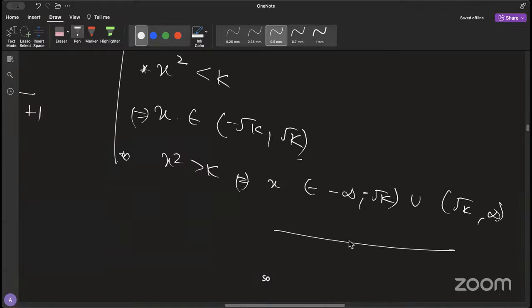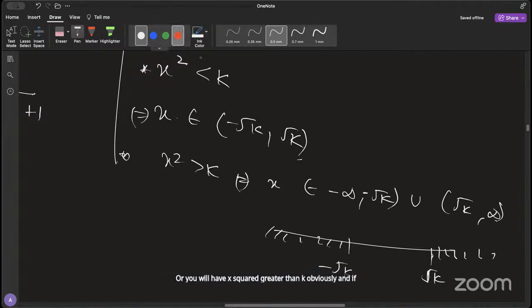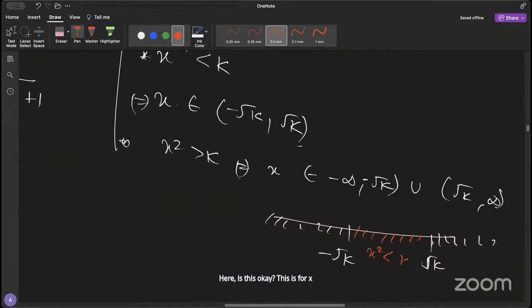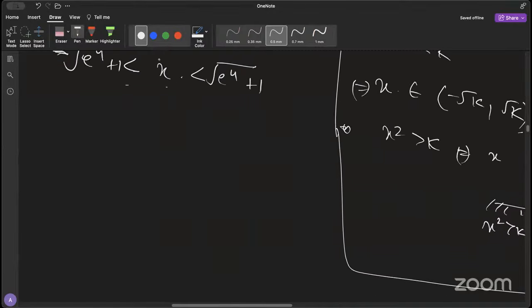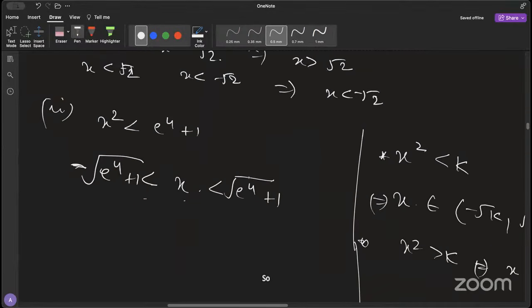So basically, when you have minus root k here and root k here, if you have x from minus infinity to here or from here to infinity, you will have x square greater than k, obviously. And if you have x in this interval, the red one, then you will have x square less than k. Is this okay? This is for x square less than k, and these ones are for x square greater than k, both sides. So here we have solved this one.